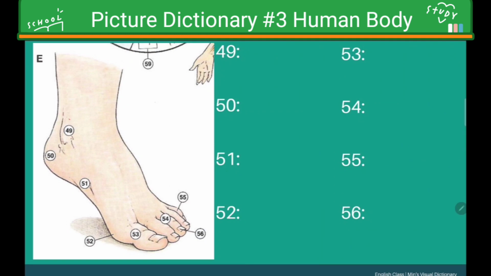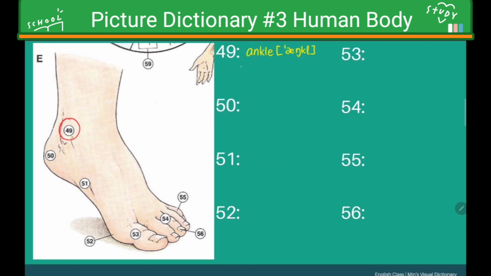Alright, number 49, right here. This is our ankle, A-N-K-L-E. And the phonetic symbol looks like that. So we have a stress on the first syllable, so it's ankle, ankle.